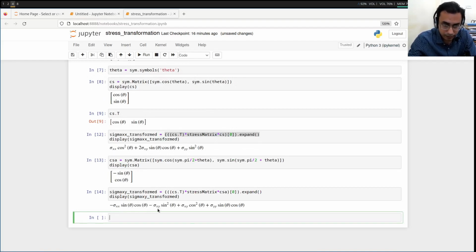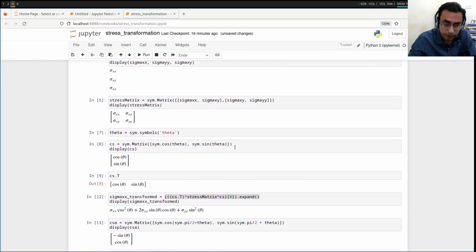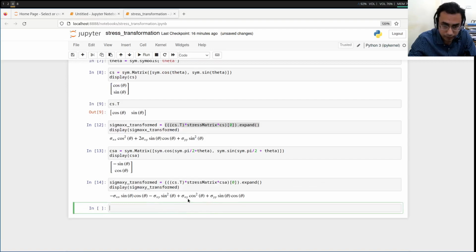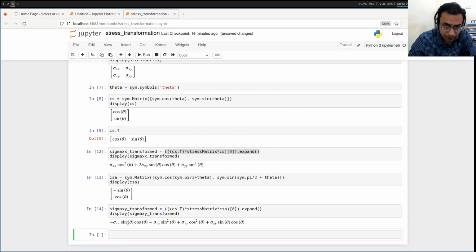So we have the exact same thing. Okay, so you can just compare this with the earlier version. So sigma xy cos square theta minus sine square theta. So we do have this sigma xy cos square theta minus sine square theta. And then we have this minus of sigma xx minus sigma yy sine theta cos theta. We have that term here, the first term and the last terms.